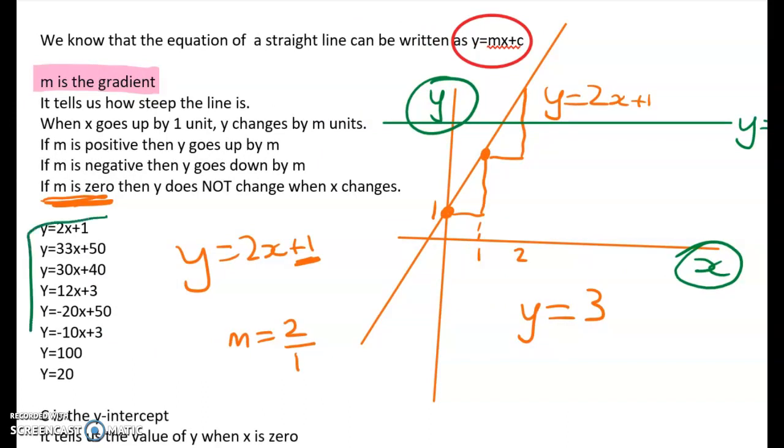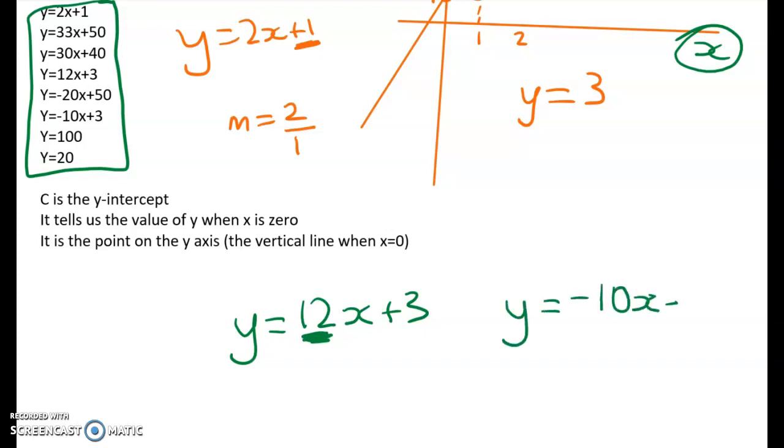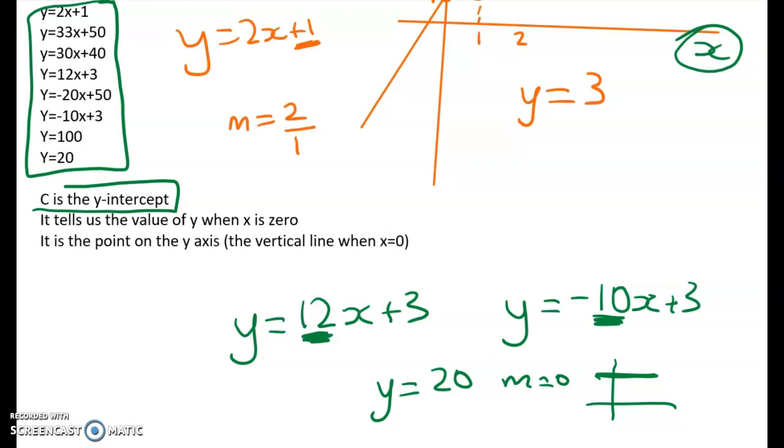If I get time in this video, I'm going to come back to these, but these are all different x and y straight line equations. So the number next to the x is the gradient. In this one here, the gradient's 12. In this one here, the gradient is negative 10. And in this one here, the gradient is 0, and we've got a flat line. The number stuck on the end is the y-intercept, and that tells us the value of y when x is 0.